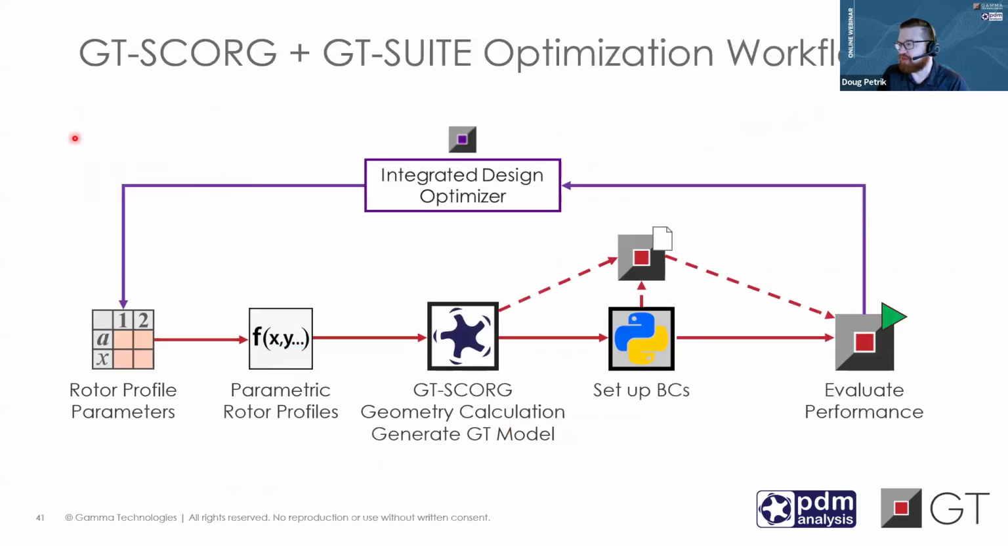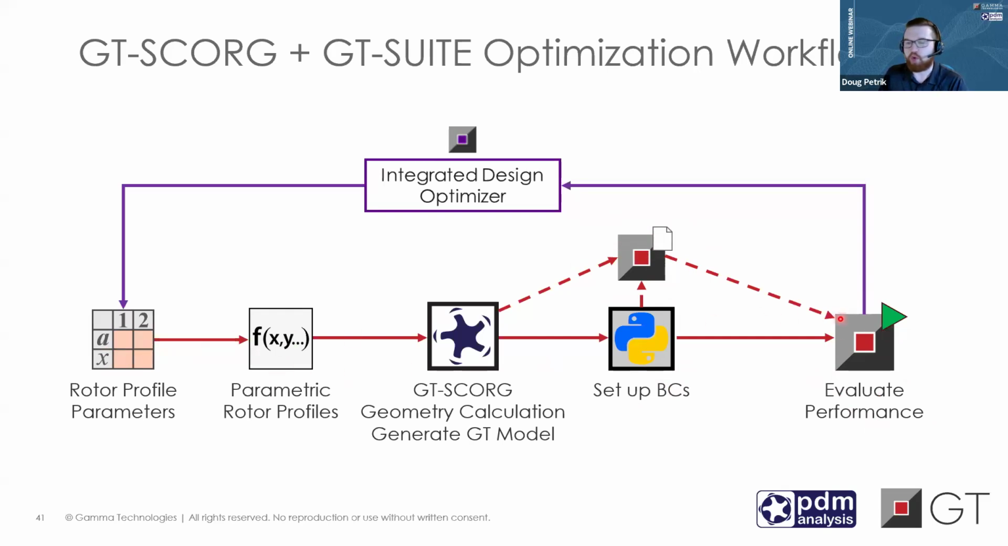One example of an optimization workflow using GT-SCORG and GT Suite would look something like this. I'll walk you through it real quick. You might have a parametric definition for the rotor profile, and you can use those parameters to generate the profiles. You could feed those into GT-SCORG to run the geometry calculation and create a GT model. You could then maybe use a Python script to set up the boundary conditions in that model, or even set up different cases, and then evaluate the performance of the machine at those operating conditions.